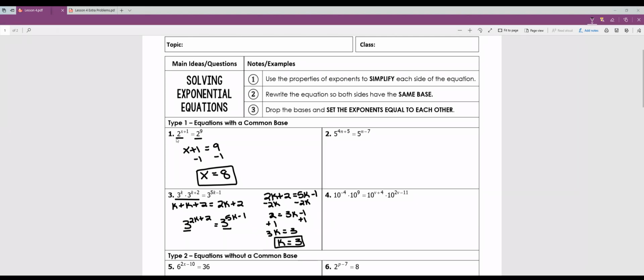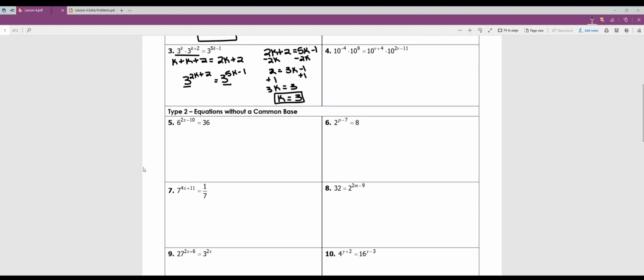So not too bad. Now the last thing we need to consider is when I don't have like bases yet. So let's take a look here at number 5. I don't need to simplify, but I do need a like base. So on the left side I have a base of 6, and on the right side I have 36. But I can rewrite 36 with a base of 6 because 36 is the same thing as 6 squared. So I can rewrite this as 6 to the 2x minus 10 is equal to 6 squared. So I have same bases now, both 6. So step 3, I set my exponents equal to each other, and it's just basic algebra. And I get for number 5 that x is equal to 6.